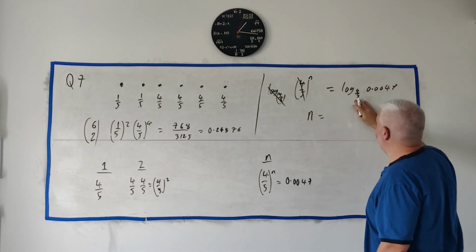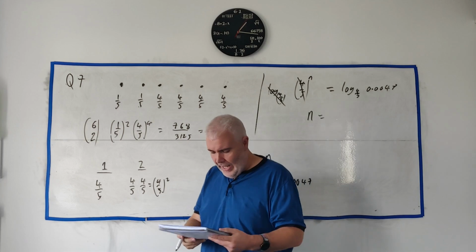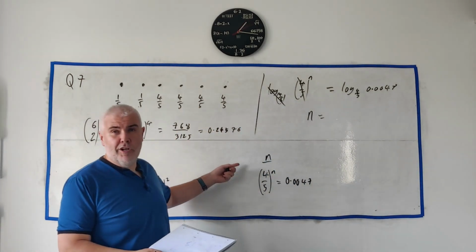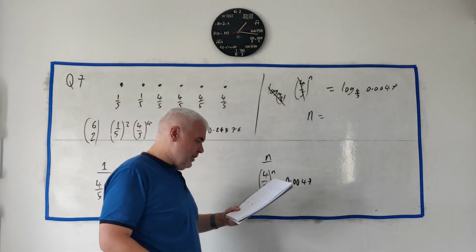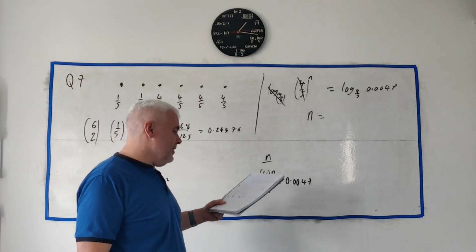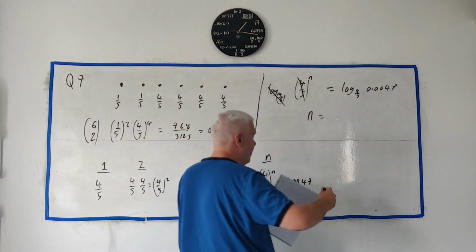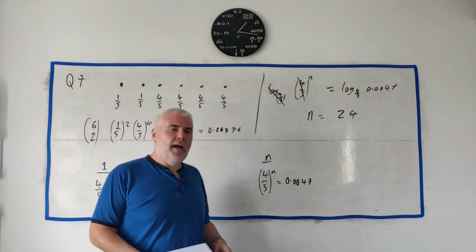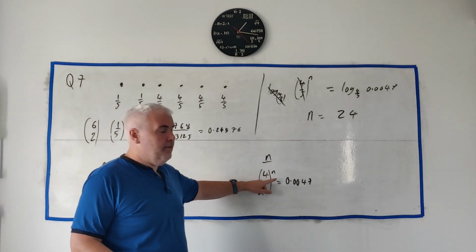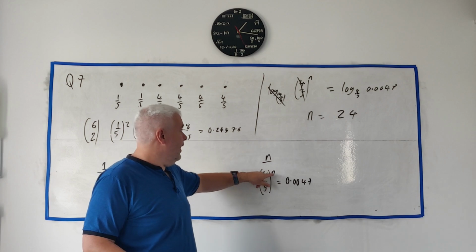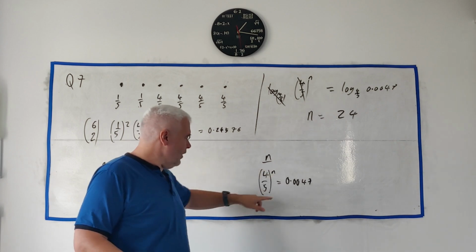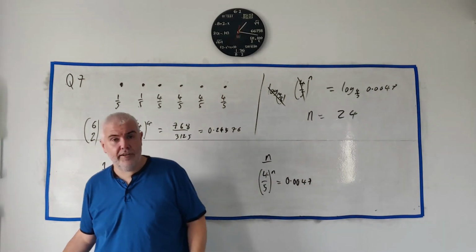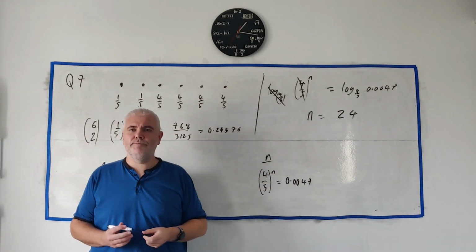So n equals, put that all in a calculator, and they want it to the nearest whole number. We're talking about people here. Can't have half a person. The answer comes out as 24.0212, and so on. 24 is the nearest answer to that. And you can double check that by putting it in here. 4 over 5 to the power of 24 should equal roughly that. You'll have to round it. There'll be an extra few digits here and there though, because we rounded off up there.